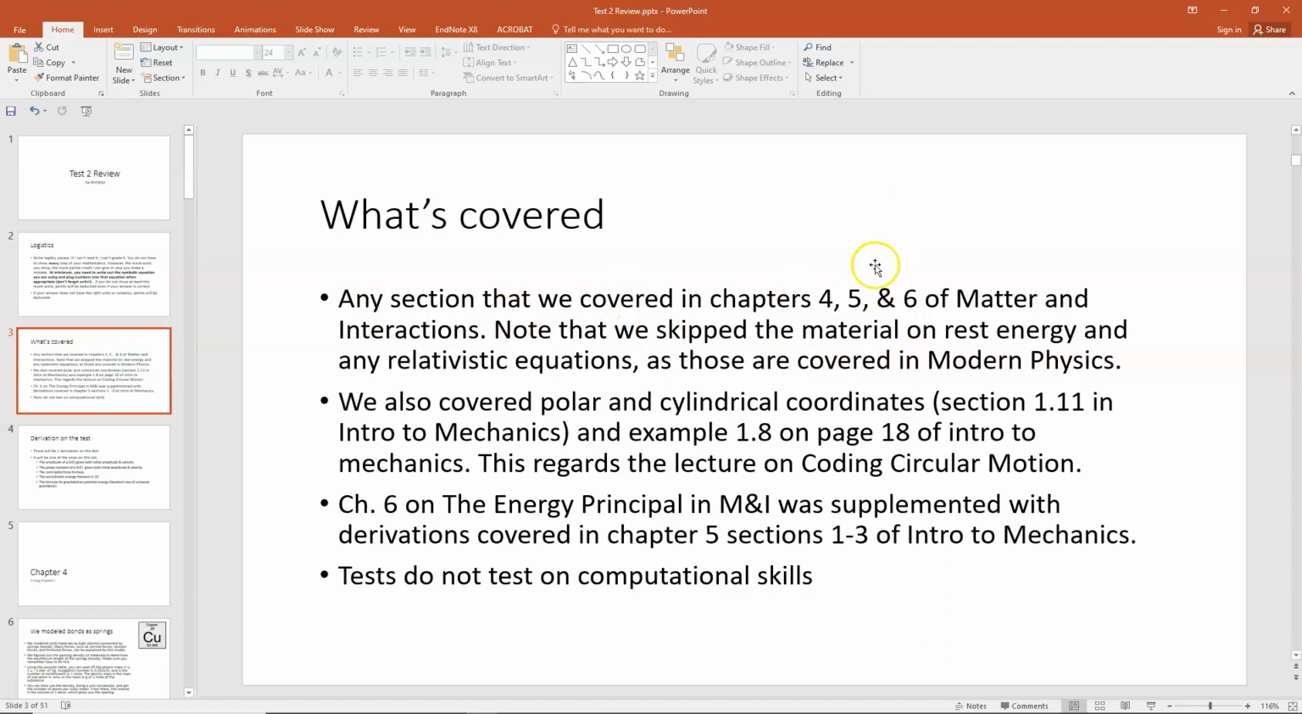We're covering chapters 4, 5, and 6 of Matter and Interactions on this test. We did skip the material on rest energy and the relativistic stuff because that's covered in your modern physics class separately. We did cover polar and cylindrical coordinates, which is in our supplementary text in section 11, chapter 1 of Introduction to Mechanics, and example 1.8 on page 18 of Intro to Mechanics. And that is from the Coding Circular Motion lecture. And we supplemented Chapter 6's Energy Principle in Matter and Interactions with derivations covered in Chapter 5, Sections 1 through 3 of your supplementary textbook. Remember that I don't test on computational skills.